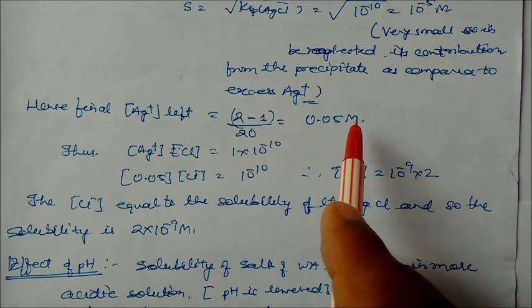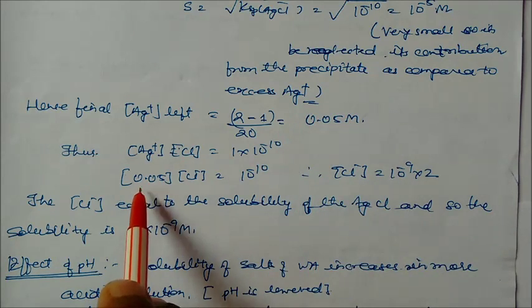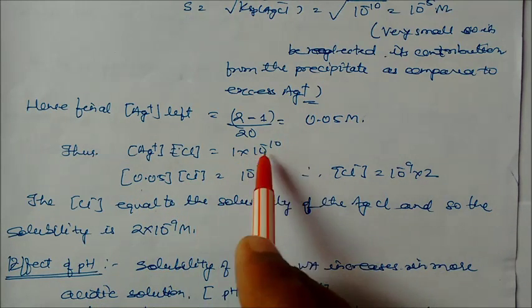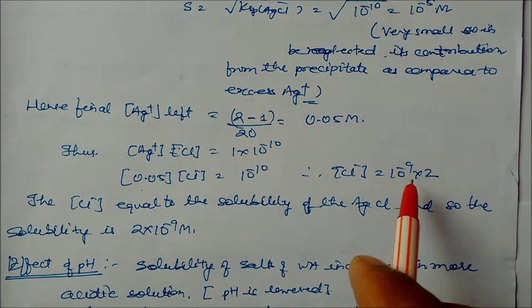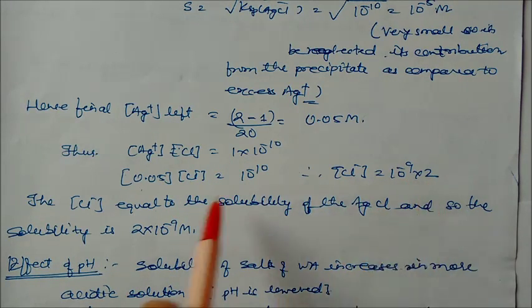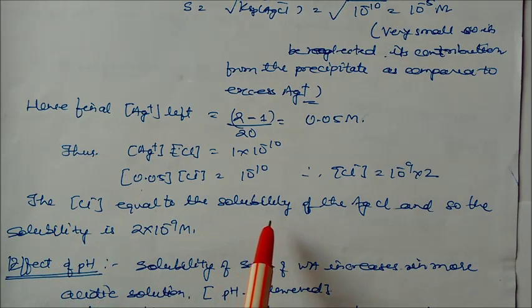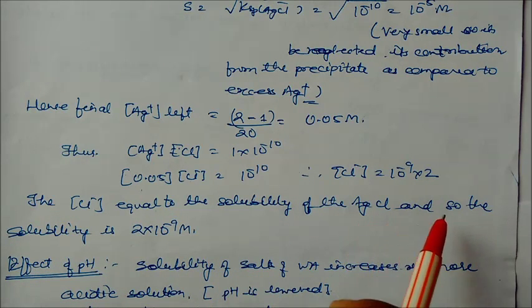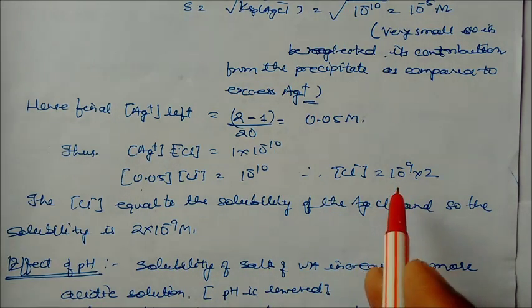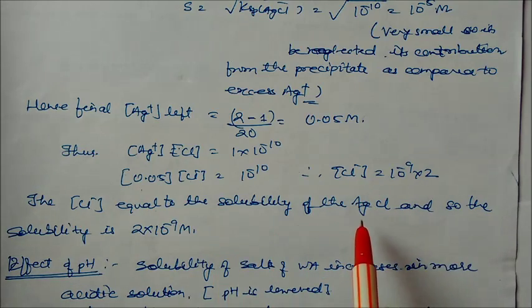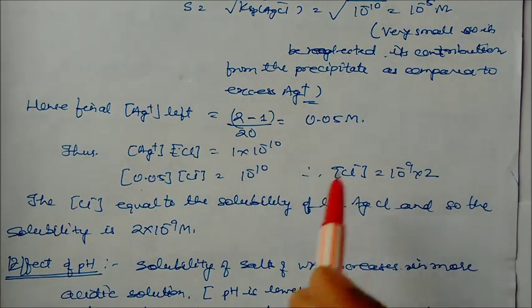Now if you substitute this value over here, we can find the Cl, and this is the Ksp value. On solving you will get the concentration of Cl is 10 to the power minus 9 into 2. The concentration of Cl is equal to the solubility of silver chloride, so the solubility is 2 into 10 to the power minus 9 molarity. This is such a small value. So the solubility of silver chloride is equal to this much only.